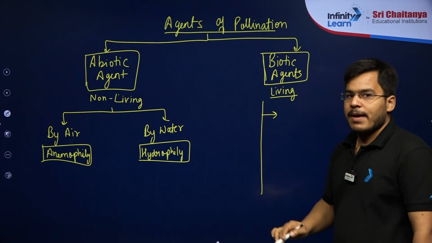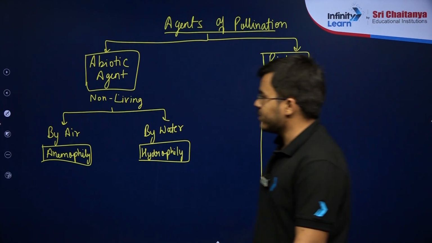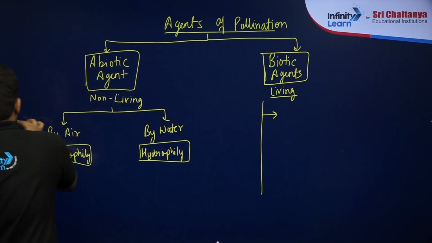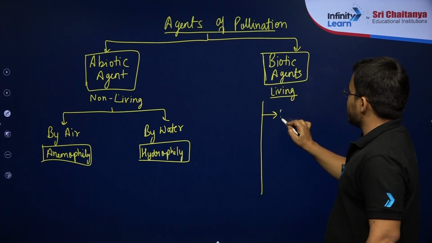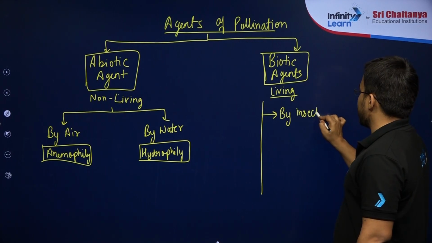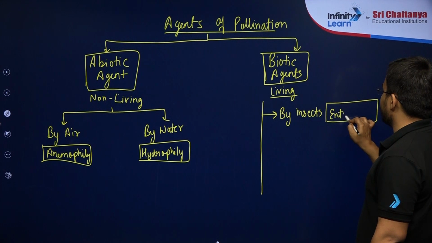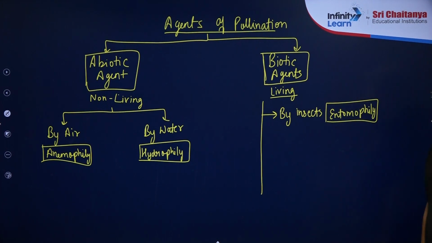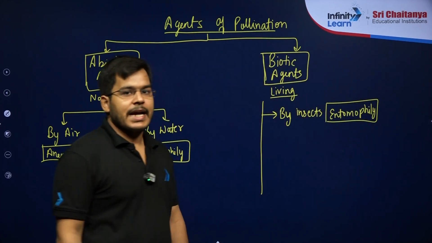The very first important type that comes is going to be your insects. So students, the very first important biotic agents that can actually carry pollen grain from your anther to the stigma are going to be insects. So if pollination is occurring by insects, this is known as your entomophily. Entomophily students, it means when pollination is occurring by the insects.